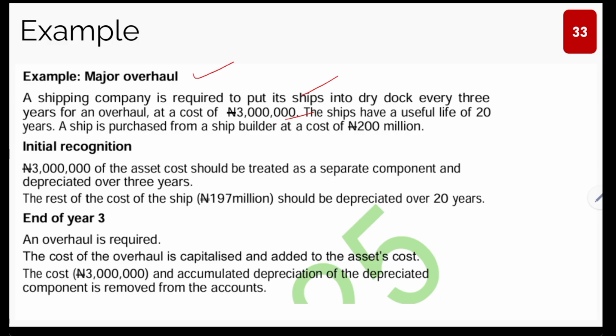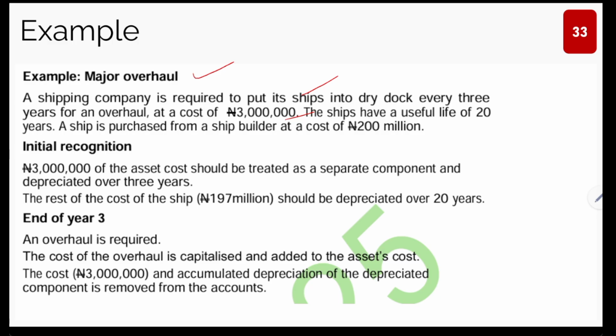even though useful life is 20 years, after every 3 years we're going to do a major overhaul. So that means that the 200,000, no, the 200 million, let me get my calculator. Okay, so good. So the 3 million is the major overhaul. Remember that this is speaking to major inspection, right? So then we bought a new one at a cost of 2 million naira.